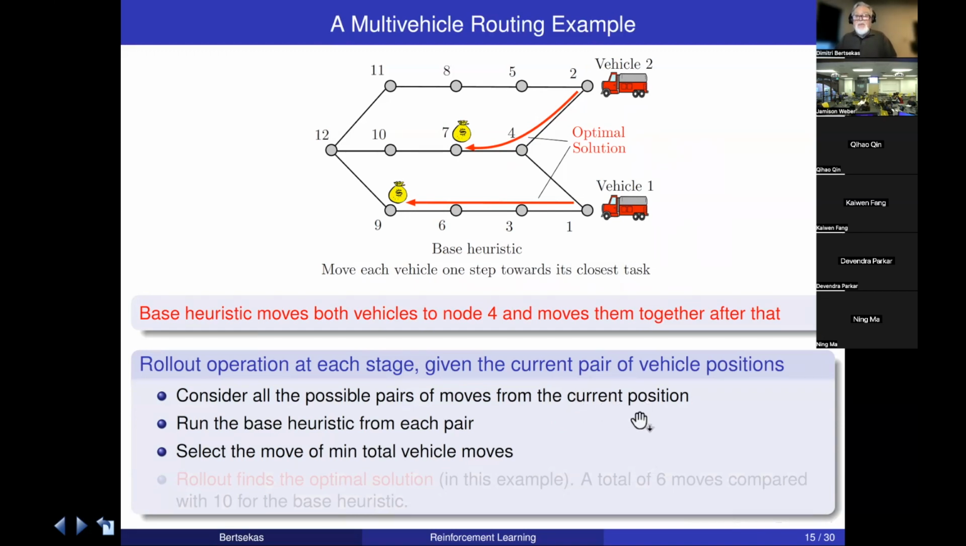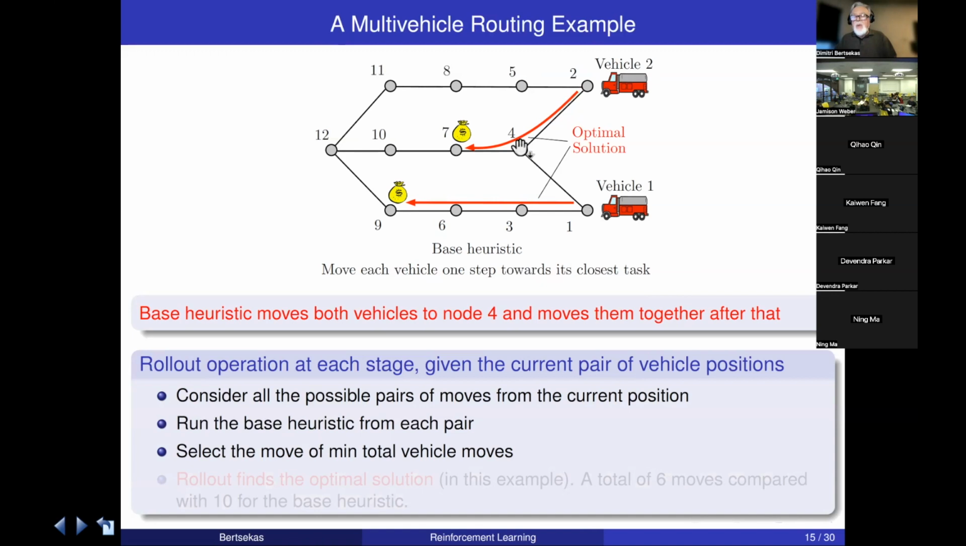Okay, so now how will the rollout work here? It will consider 4 possible pairs. In particular, it will also consider this pair here. After that, it will calculate the corresponding heuristic paths, and then it will select this one as being better. It's better than all the other pairs.